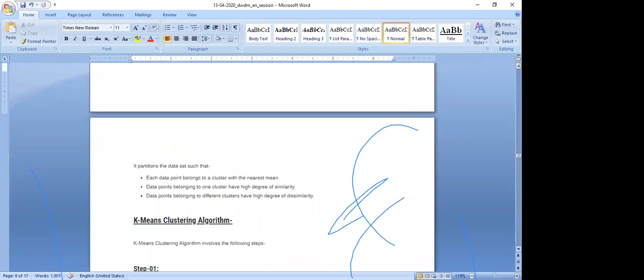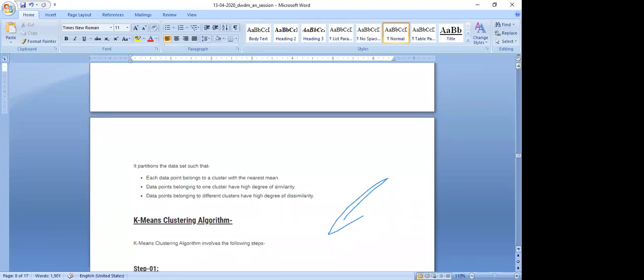In the k-means algorithm, they have given different data points. We should choose each data point into the cluster with the nearest mean. Data belonging to a cluster should have a high similarity, that means similar kinds of features, and data belonging to different clusters should have a high degree of dissimilarity. So here we are considering similarity and dissimilarity. For similarity we have seen Manhattan distance, Minkowski distance, and Euclidean distance.